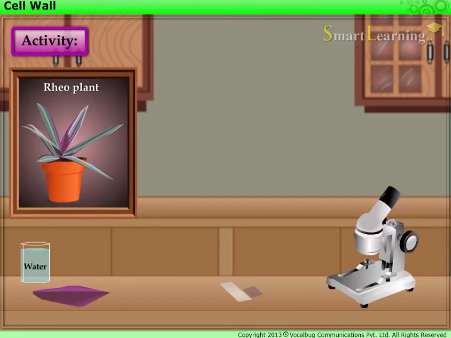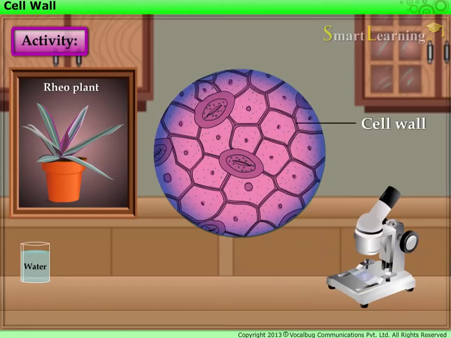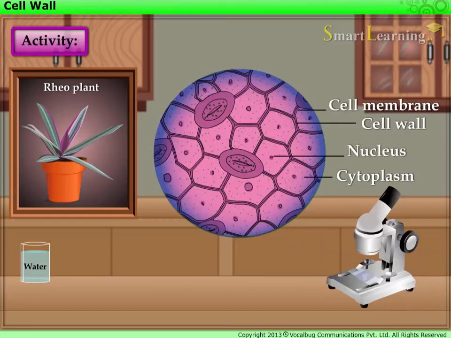Prepare a slide of Rhoeo leaf peel in water and observe it under a microscope. We will observe the cells with cell wall, cell membrane, cytoplasm, nucleus, and small green granules called chloroplast. The chloroplast contains a green pigment called chlorophyll. The stomata cells are also visible.